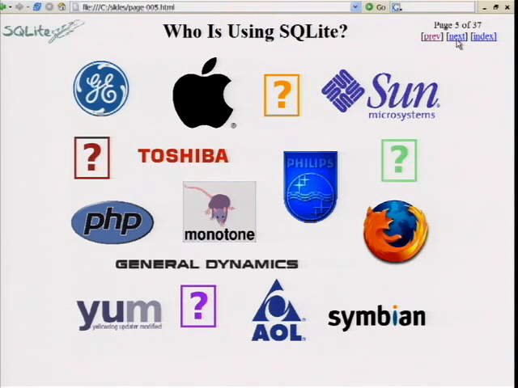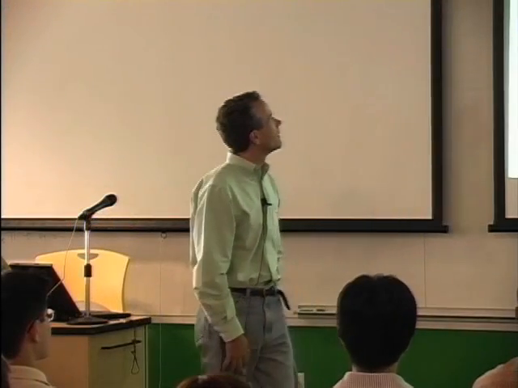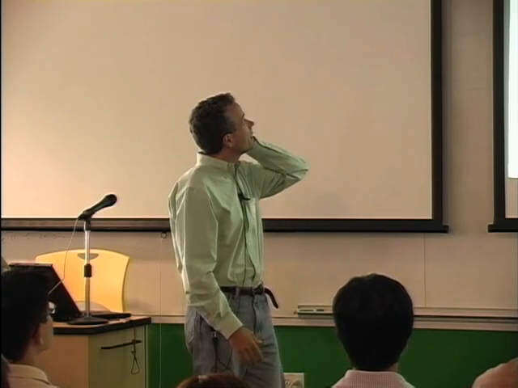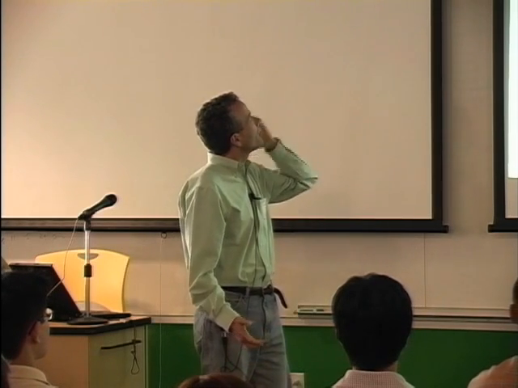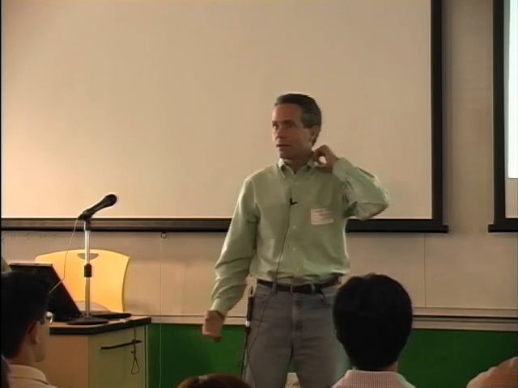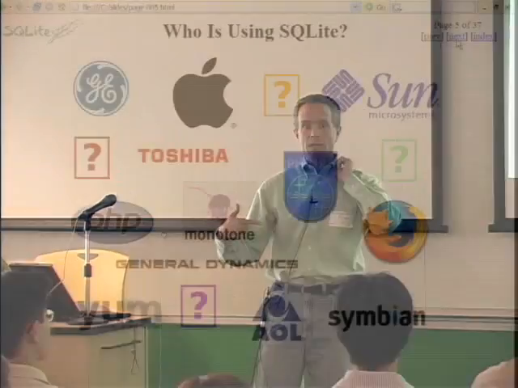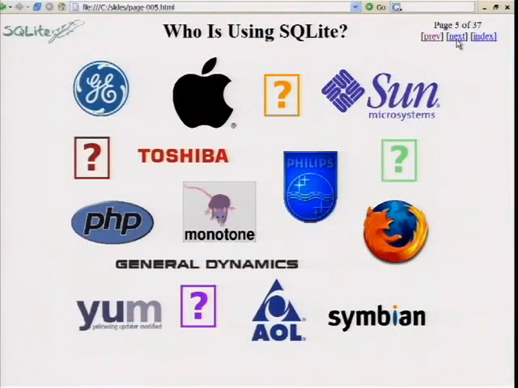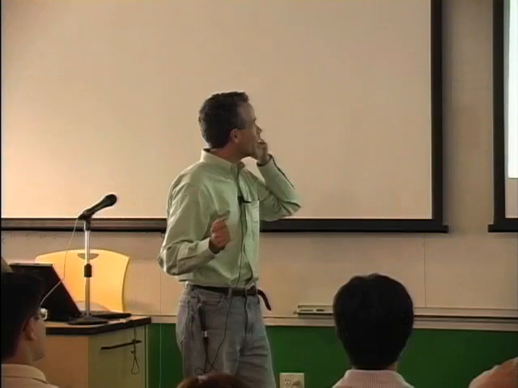AOL, it's the CD-ROMs you get from AOL with 1,001 hours free. It's got SQLite on there. It's built into PHP. Some people are using it in ways I don't know, like General Electric and Toshiba wrote to me and asked, what is the U.S. export control number for SQLite? So presumably they are using it in some way and exporting it, but I have no idea how. It's used in YUM.